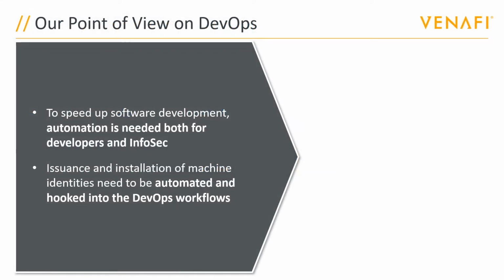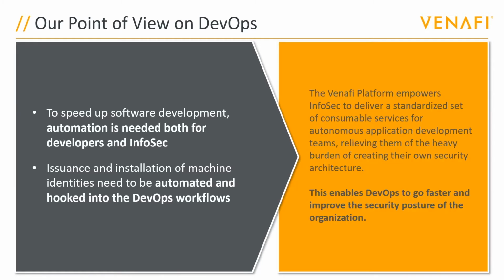Venafi's view on DevOps is really to help speed up software development by enabling automation for both developers and information security teams. Issuance and installation of machine identities needs to be automated and hooked into DevOps workflows. The Venafi platform empowers InfoSec to deliver a standardized set of consumable services for autonomous application development teams, relieving them of that heavy burden of creating their own security architecture.